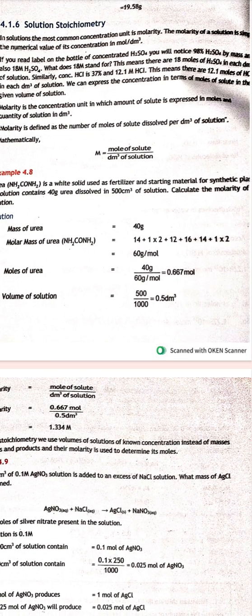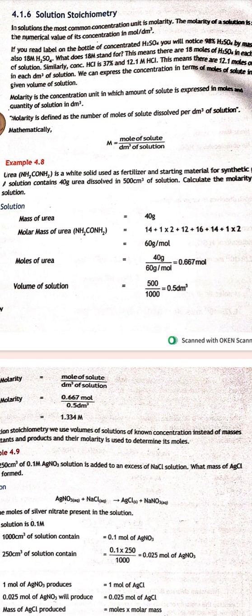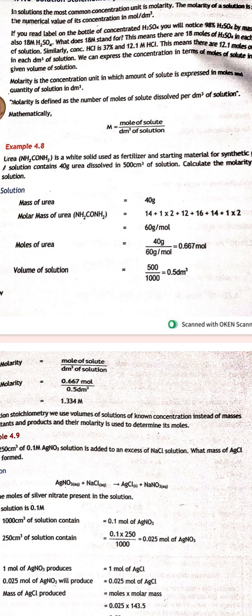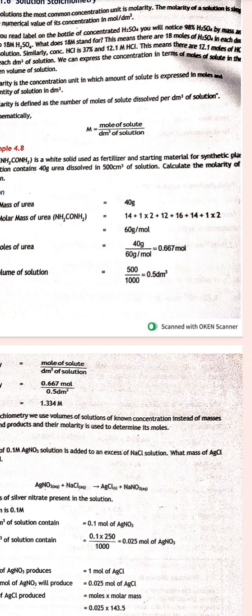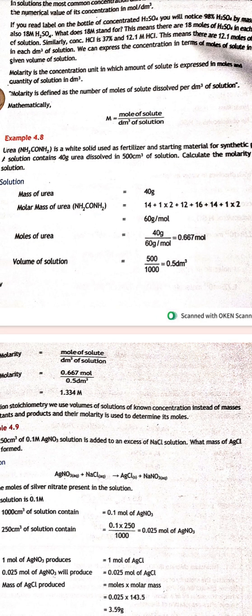This means there are 18 moles of H2SO4. Similarly, concentrated HCl is 37% and 12.1 molar HCl. This means there are 12.1 moles of HCl in each decimeter cube of the solution.